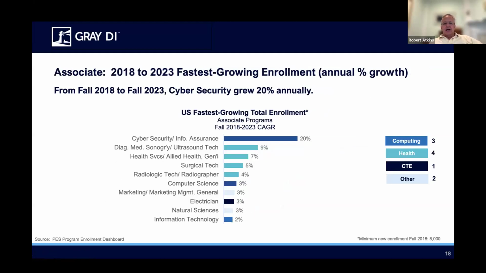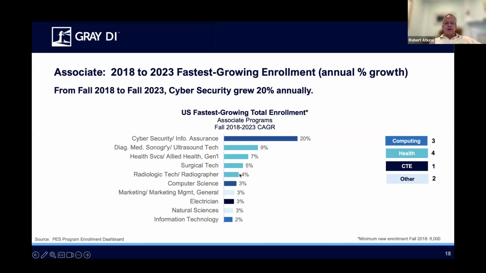Now, if we look at annual percentage growth among associates programs, we get a slightly different picture. Of course, cybersecurity still tops the list with 20% annual growth rate at the associate level. Then we have computer science, in the tech space, and information technology up 2%. Remember, this whole category of associates is only growing 1%. So anything above 0 is an accomplishment here. And that's why you see such low numbers in terms of percentage growth, even for the fastest growing programs.